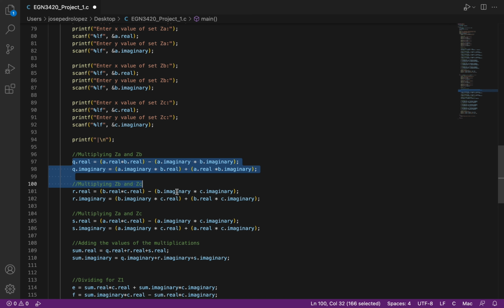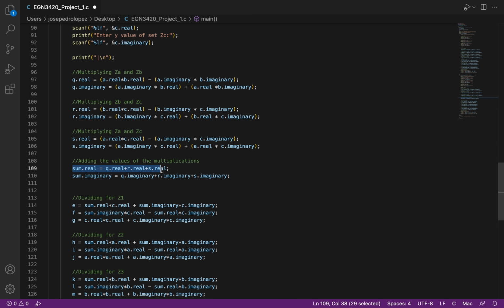The multiplication uses the exact same equations, except it will have the real part for ZA times ZB, ZB times ZC, and ZA times ZC of the entered product. The top line will be the real part of the product answer, and the bottom will be the imaginary part of the product answer for all three. Right here, I add up all the real values of the inputted numbers from the user, and the imaginary will be the imaginary part of the sum of them all being added up.